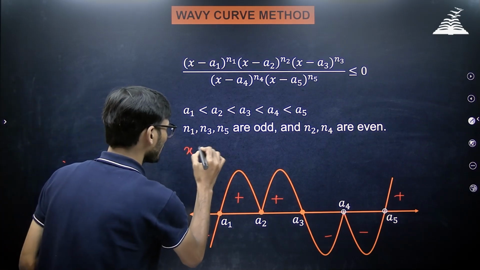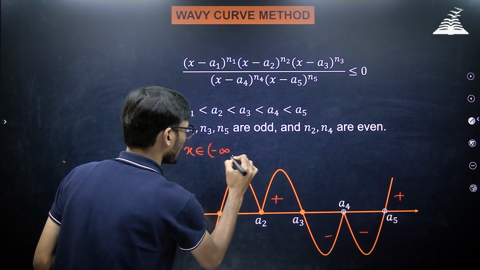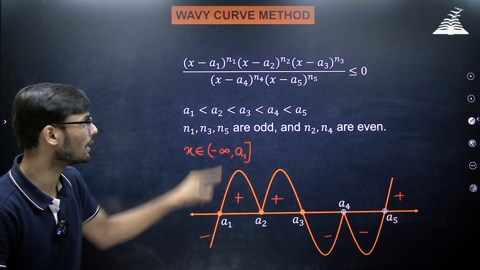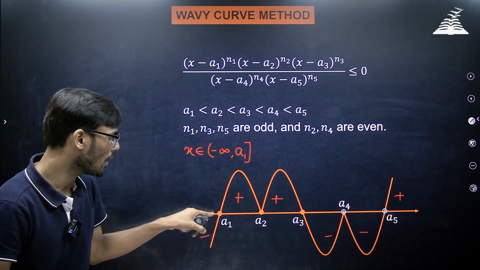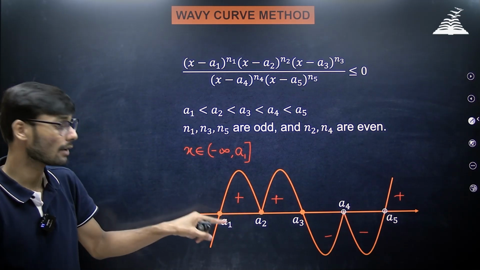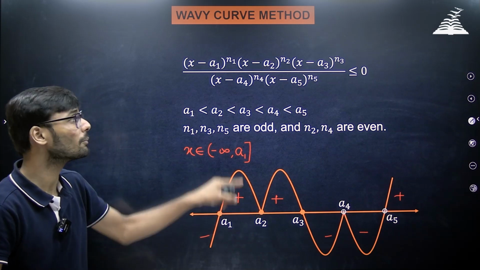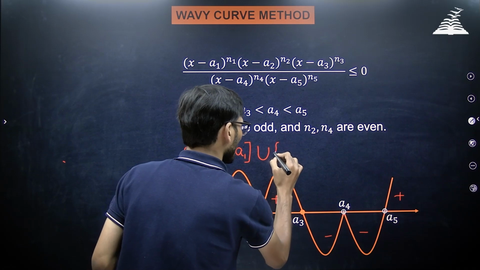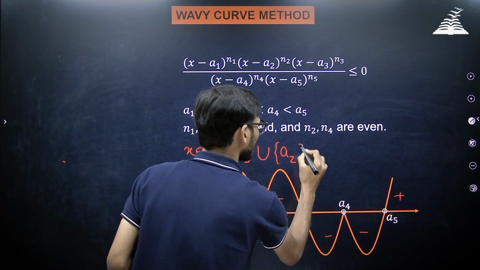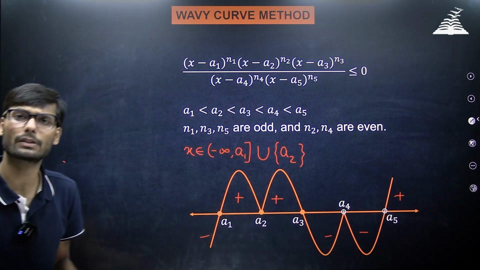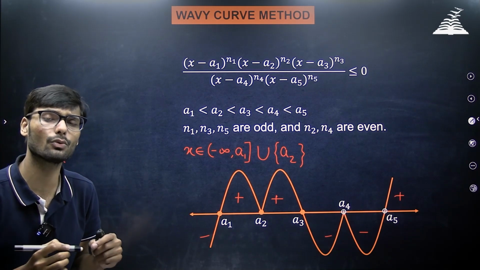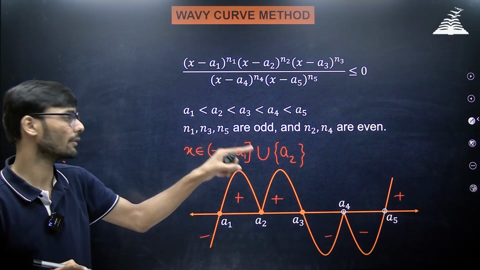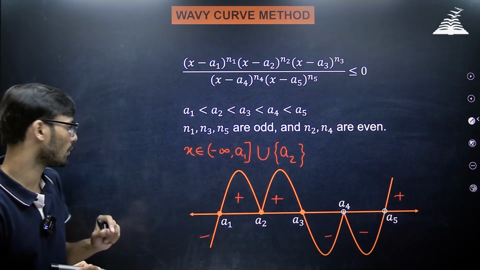So x belongs to minus infinity to A1, with a square bracket at A1, because at A1 the expression becomes 0. Now A1 to A2 will not be included, but we need to include A2. Why? Because at A2 the expression becomes 0. So we will take the individual point A2, because the A2 to A3 interval is also positive. In the interval A2 to A3 the expression is positive, and we want it to be either 0 or negative. So we will write the discrete point A2.